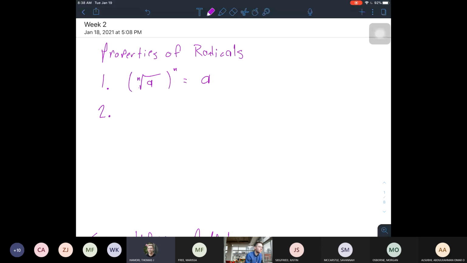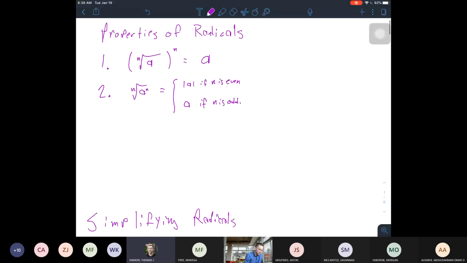Okay, second property. We have the nth root of a to the power n is going to be equal to the absolute value of a if n is even, and just a if n is odd. Okay, so for example, if we take the fourth root of a to the fourth power, we're going to get absolute value of a. If we take the third root of a to the third power, we're going to get a. So if a is a negative number, the first one is going to give us the positive version of that number, and the second one here, the cube root, will just give us back the negative number.